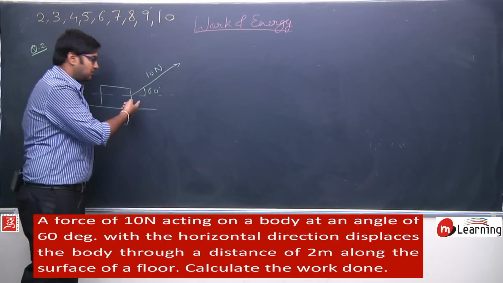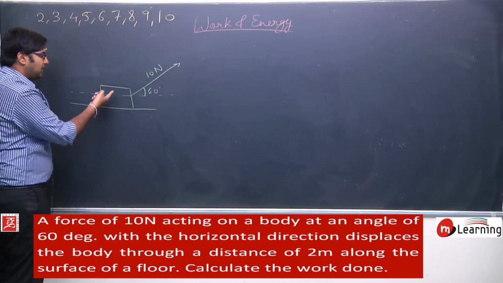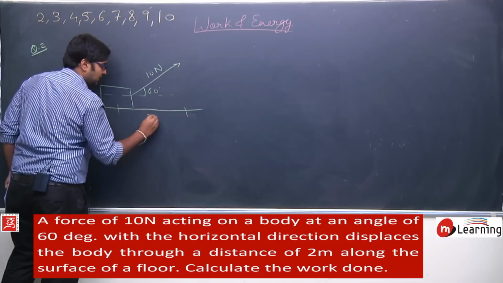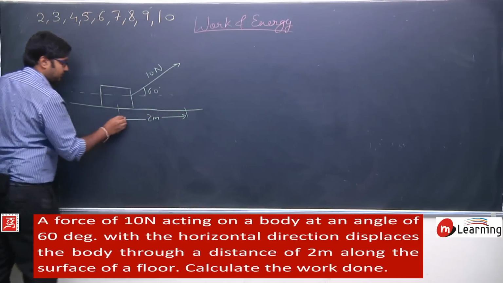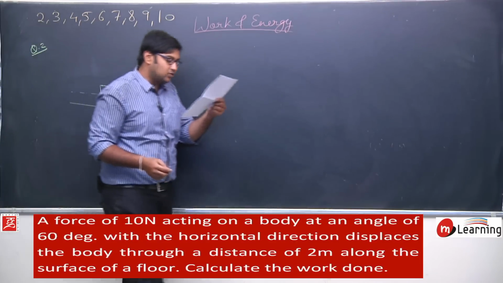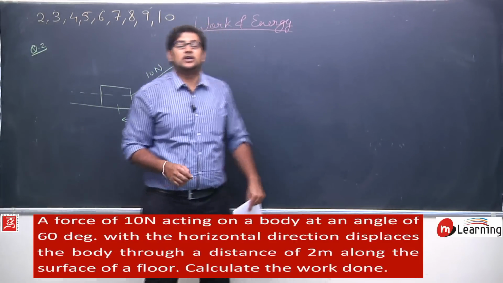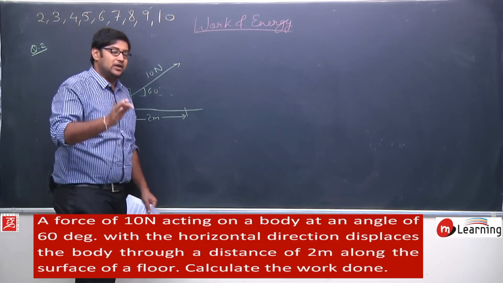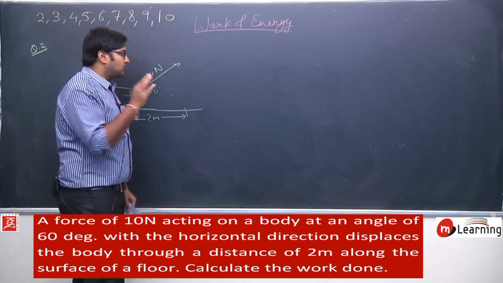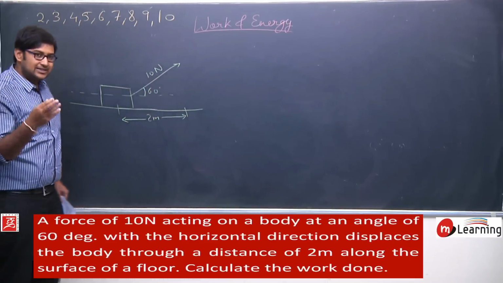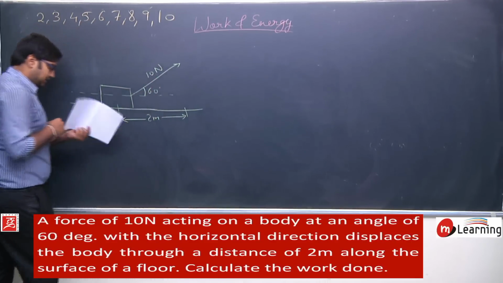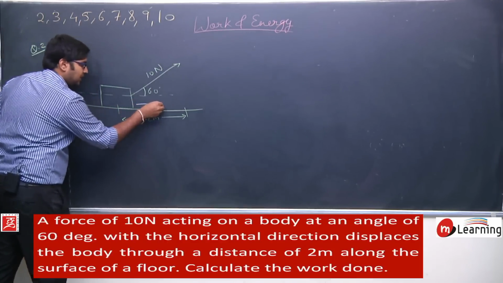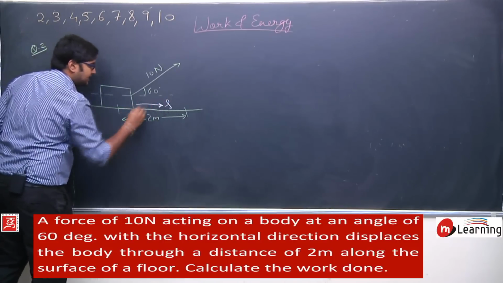Now observe here, we want to calculate, if this body gets displaced by 2 meters, then what is the work done? Till now we have learned that in case of work done, force and displacement should be in the same direction. Here the direction of displacement is this one, this is the displacement S.